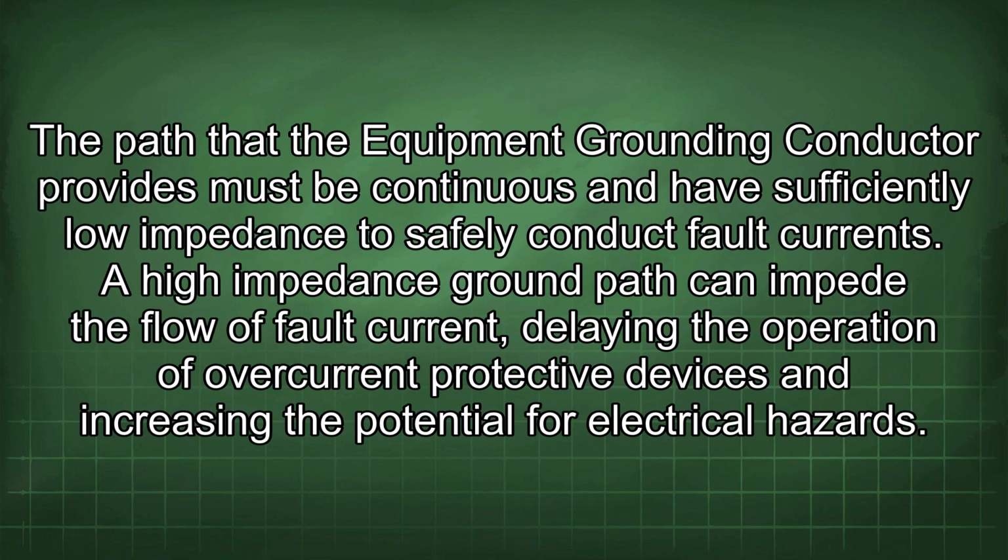The path that the equipment grounding conductor provides must be continuous and have sufficiently low impedance to safely conduct fault currents. A high impedance ground path can impede the flow of fault current, delaying the operation of overcurrent protective devices and increasing the potential for electrical hazards.